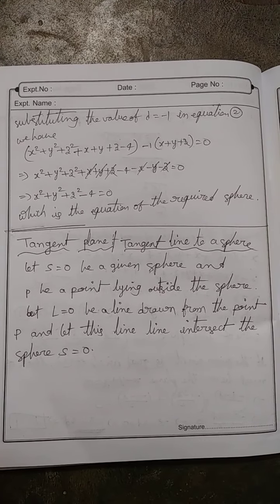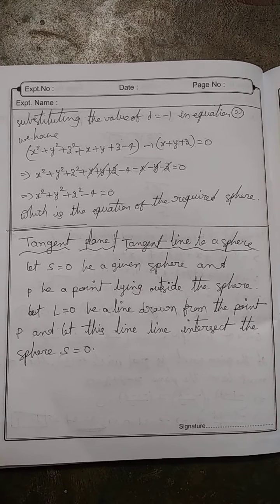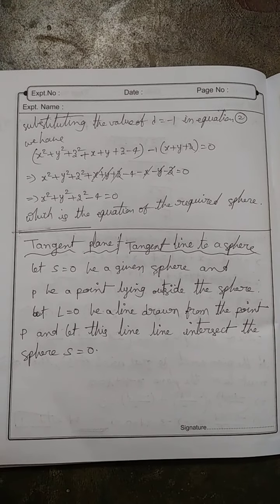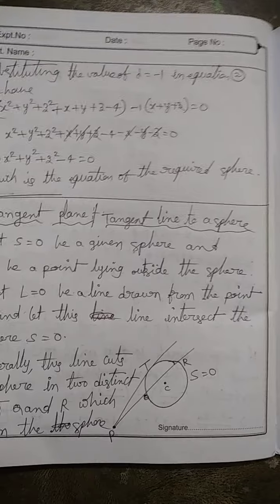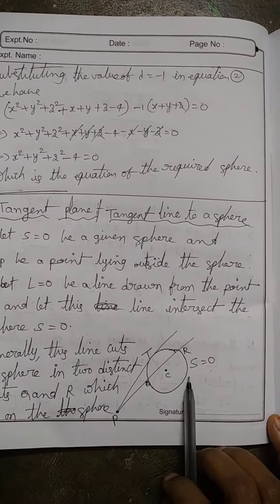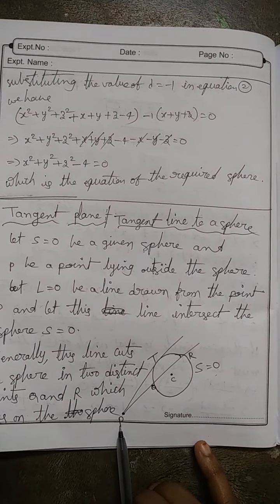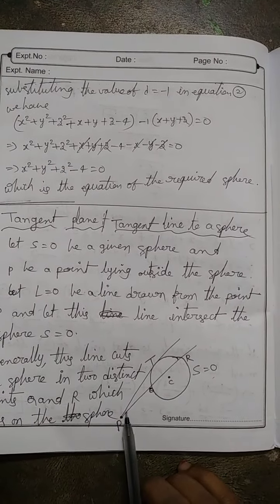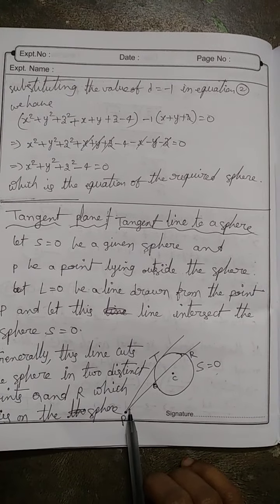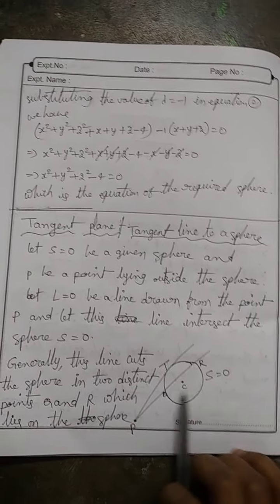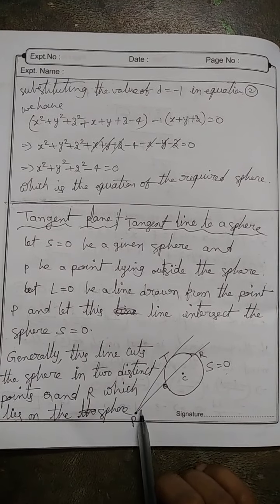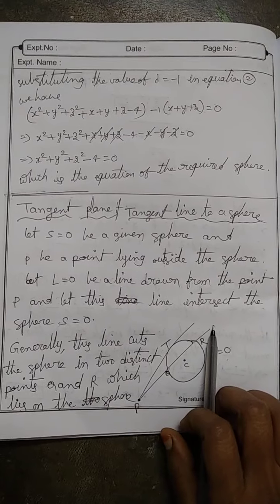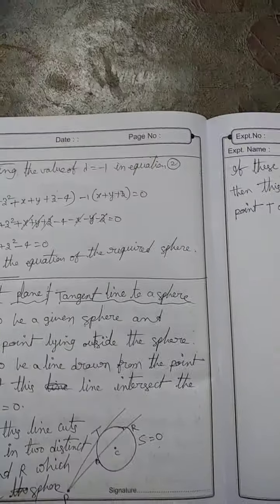let L equal to 0 be a line drawn from the point P, and let this line intersect the sphere S equal to 0. Now this is S equal to 0, P is a point outside the sphere, and this line L equal to 0 is drawn from point P, and this line intersects the sphere S equal to 0. Generally this line cuts the sphere in two distinct points Q and R, which lie on the sphere.